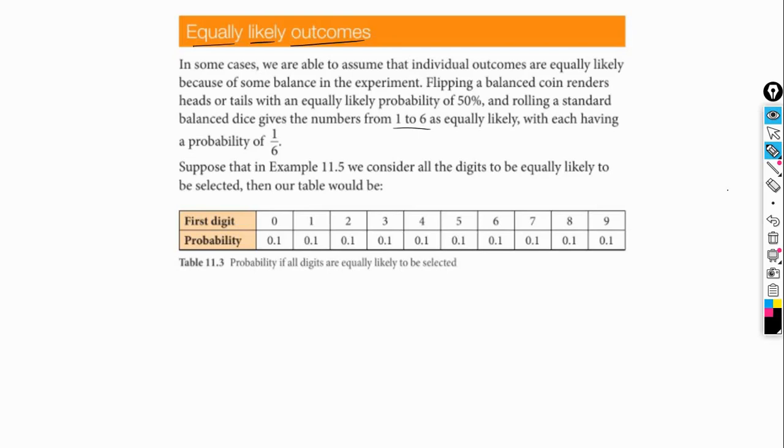Suppose that in the previous example, 11.5, we consider all the digits to be equally likely to be selected. Then our table would be as follows. So notice that each digit would have the same probability of being selected, which would be 10% for each since there are 10 digits.